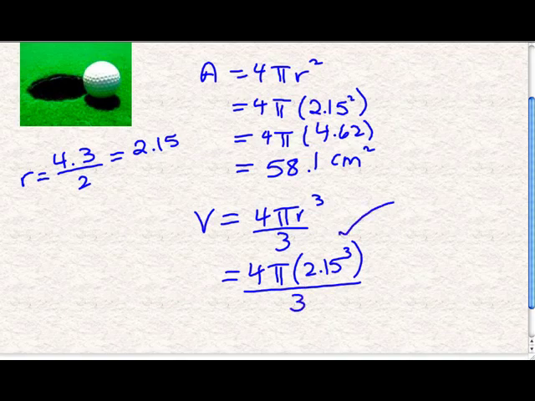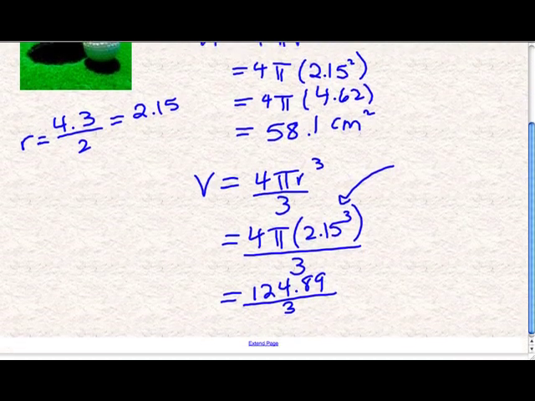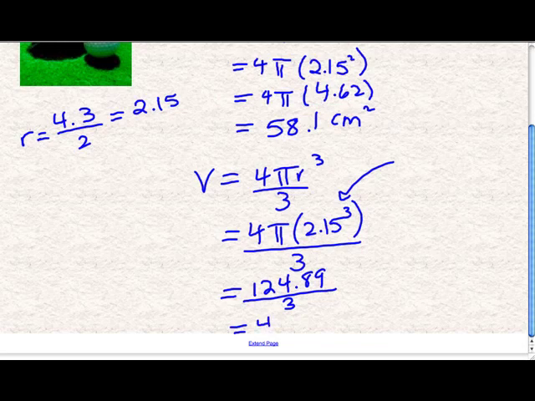And again, you might want to do this part first. That's 2.15 times 2.15 times 2.15, right? It's not times 3. You might want to calculate that first, or a lot of calculators will do it for you if you just start punching in 4 times pi times 2.15 cubed. You would get 124.89, and then we're going to divide that by 3 to get our final answer of 41.6 centimeters cubed. And it's cubed because it's a volume question.